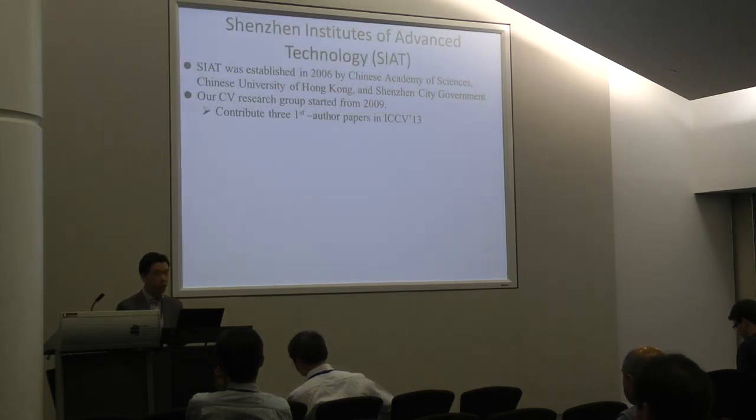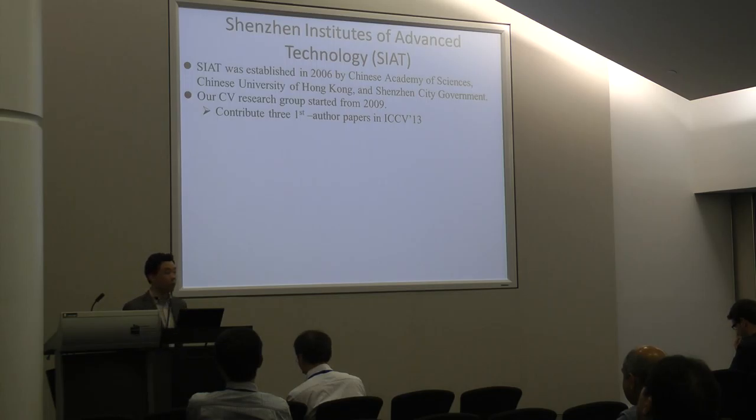First I would like to introduce our institute, because it's a relatively new institute. It was established in 2006 by the Chinese Academy of Sciences, the Chinese University of Hong Kong, and the Shenzhen City Government. And actually, we already have 2,000 employees and students, so it has developed very fast in the last years.